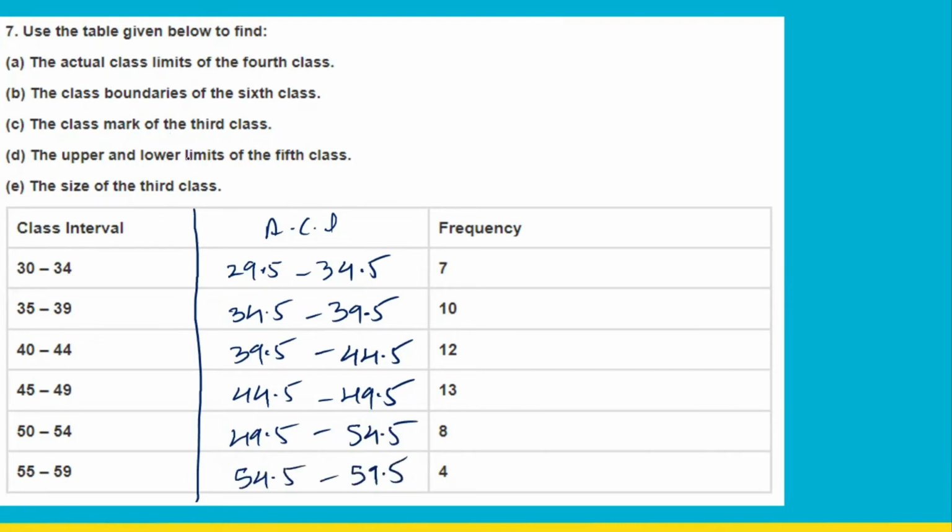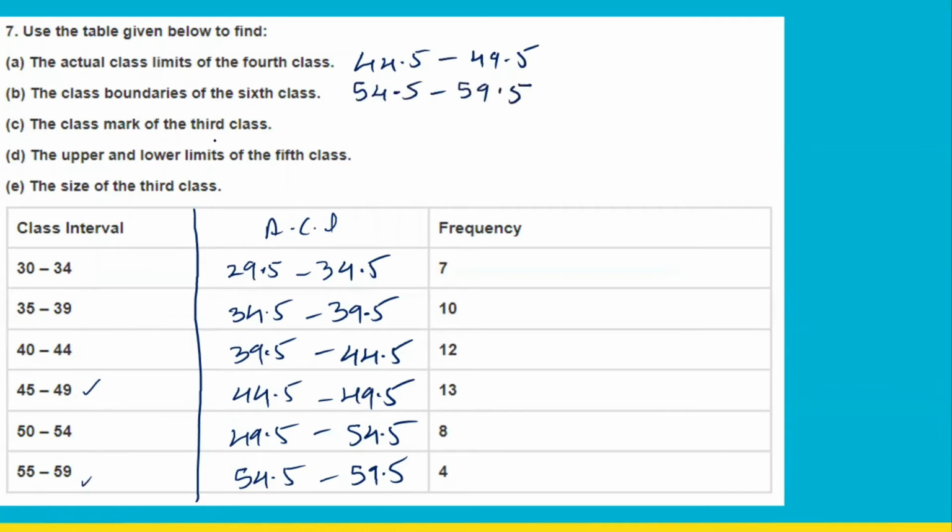Actual class limits of the fourth class. So fourth class is this one. So the actual class limit of the fourth class is 44.5 to 49.5. The class boundaries of the sixth class. Now these actual class limits are called the class boundaries. So class boundary 1, 2, 3, 4, 5th and 6th class is this. So actual class boundaries of the 6th class is 54.5 to 59.5.